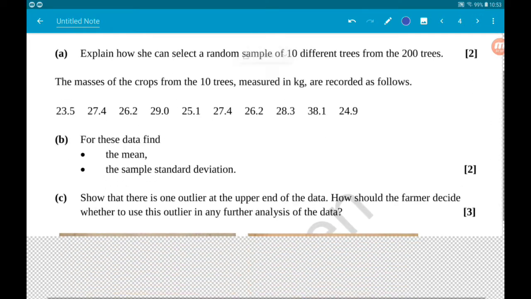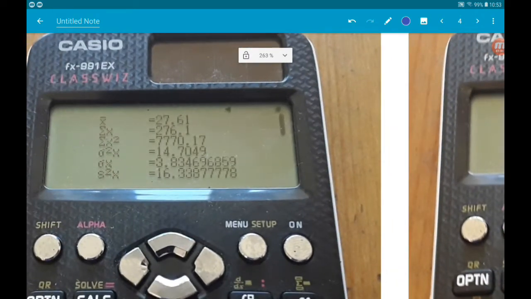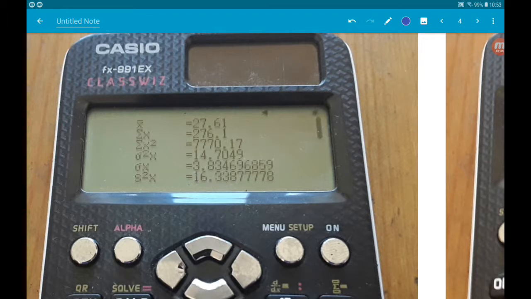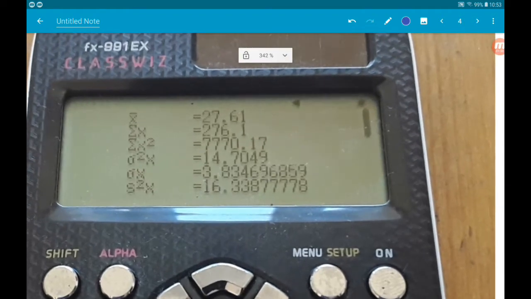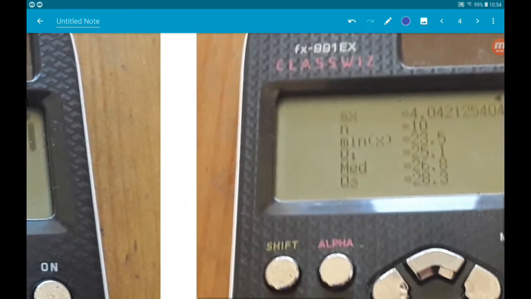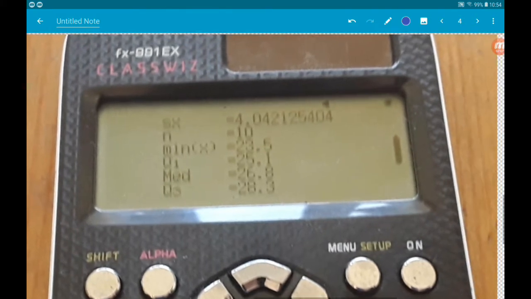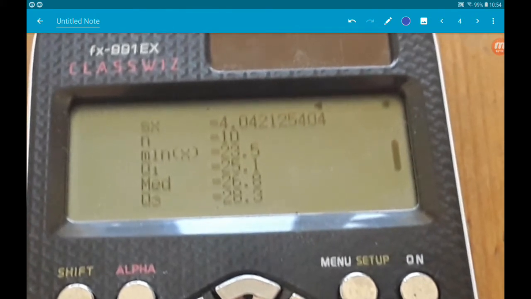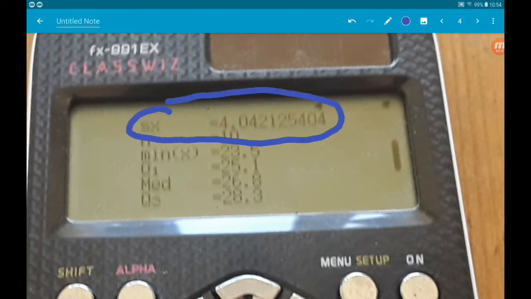Now the first screen that you will get is this chap on the left. Now our mean is X bar, so 27.61, that's the mean, and we need to be careful with the standard deviation. We don't want sigma max because we are dealing with a sample. So we need to go onto the next screen and get SX, which is this top guy, bit blurry, but if we go to 3 sig figs, the standard deviation is 4.04.